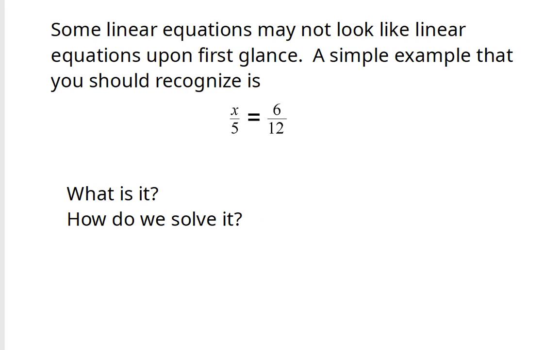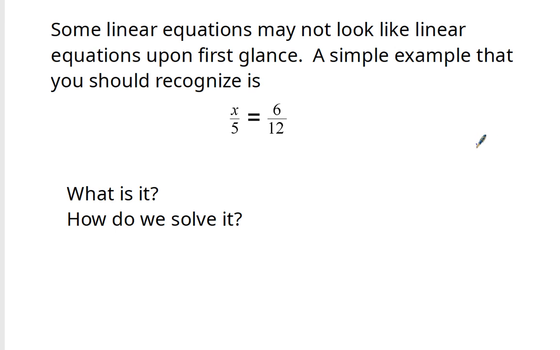All right, these first couple examples you are not going to have in your book, but once we do get into your book, we're on page 71. So this first one says, some linear equations may not look like linear equations upon first glance. A simple example that you should recognize is something like this. Okay, so as we take a look at it, we have to ask ourselves, what is it? And then how do we solve it?